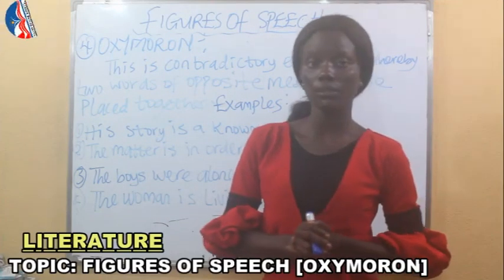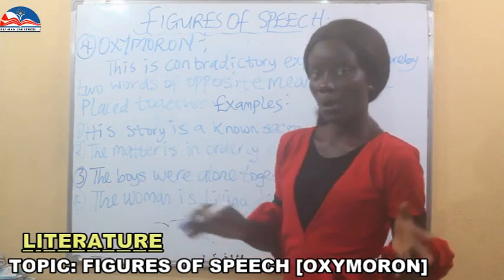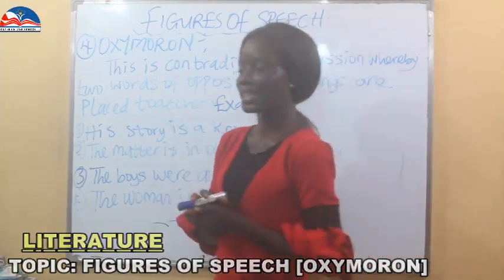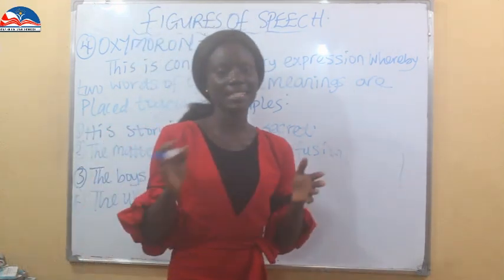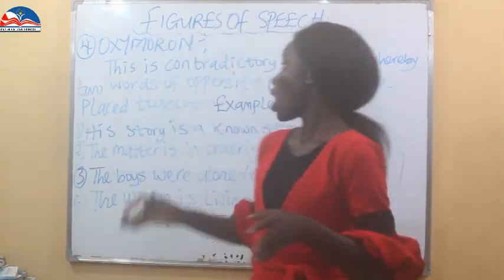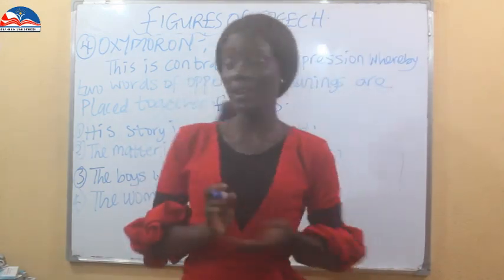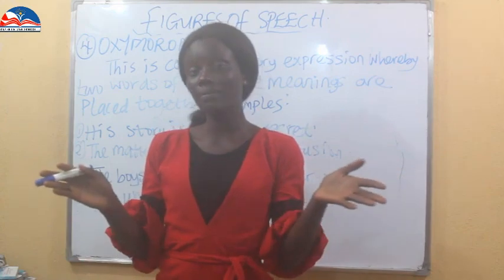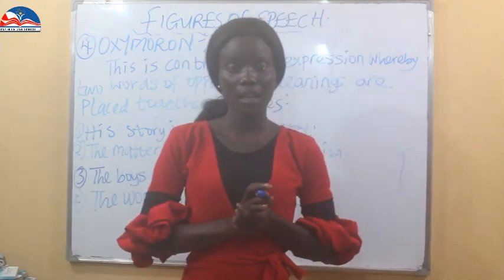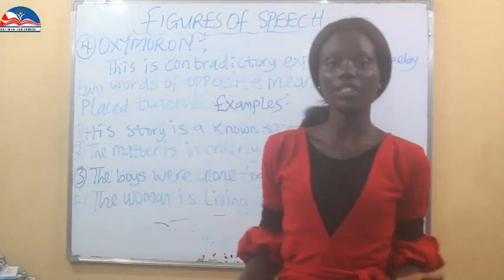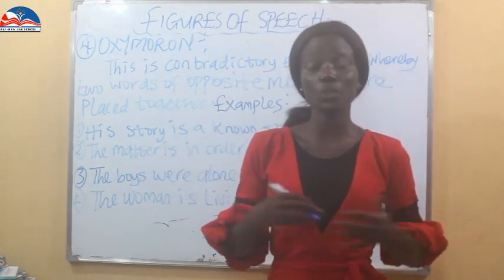The number 4 figure of speech: oxymoron. When we're talking about oxymoron, it means placing two opposite words side by side. This is a contradictory expression whereby two words are placed opposite side by side. We have a word, for instance, good.